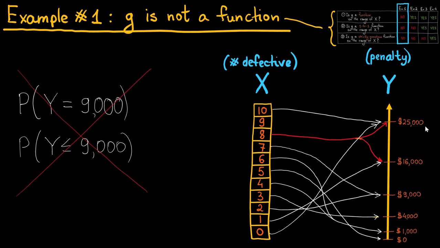Because y is not a function, y is not a random variable. So we cannot ask any questions about y. We cannot ask what the probability of y taking on the value 9,000 is, or what is the probability that y is less than or equal to 9,000. Y is not a random variable, so none of these questions make sense. Okay, let's have a look at a slightly more interesting example now.